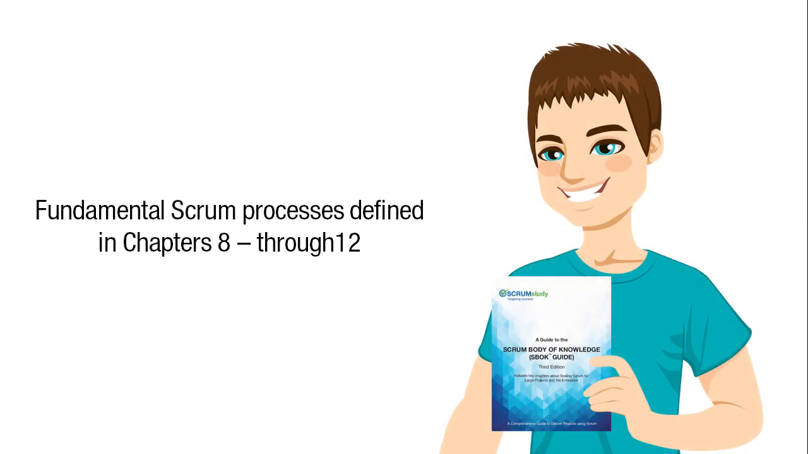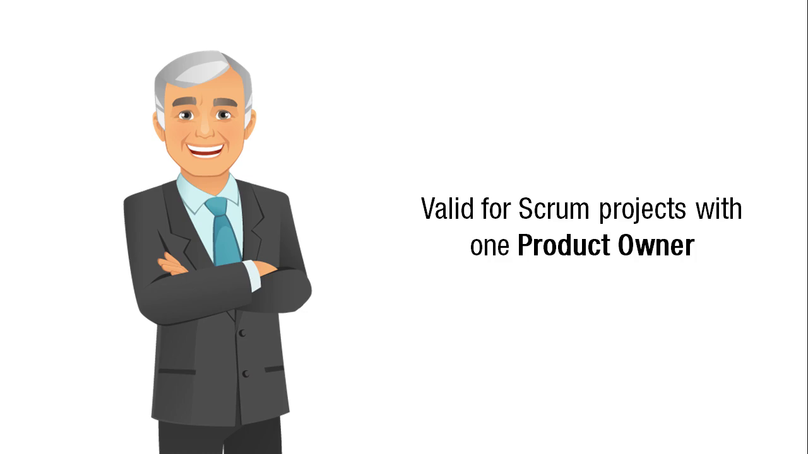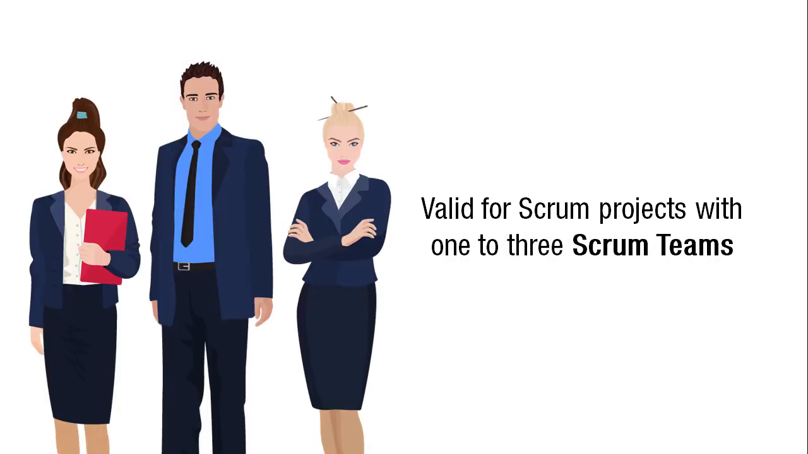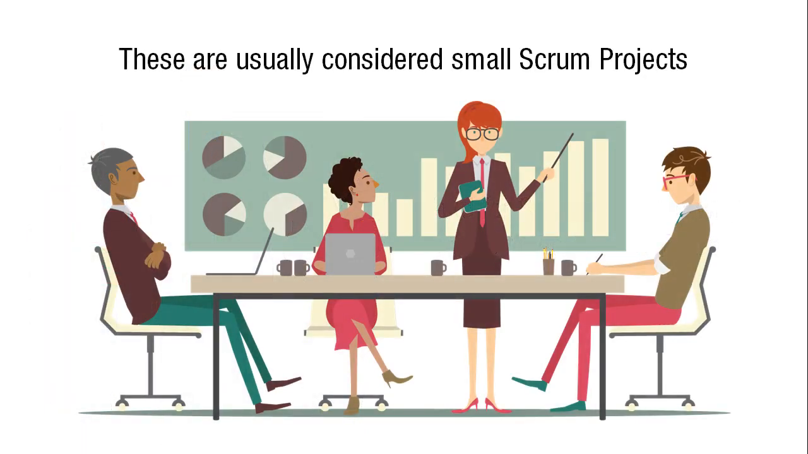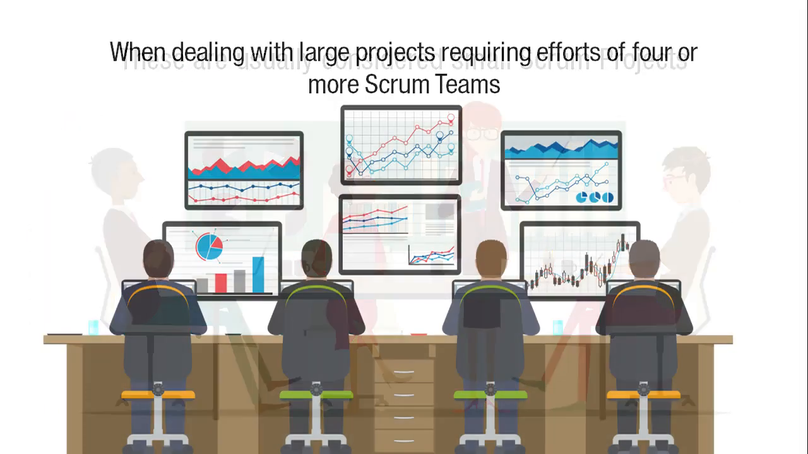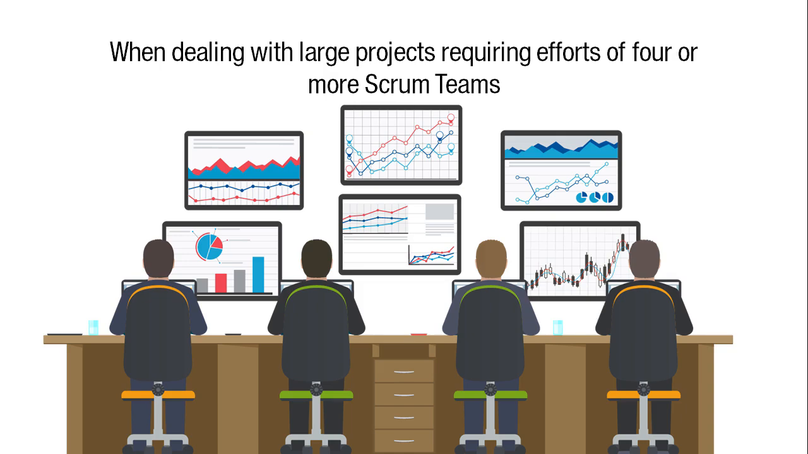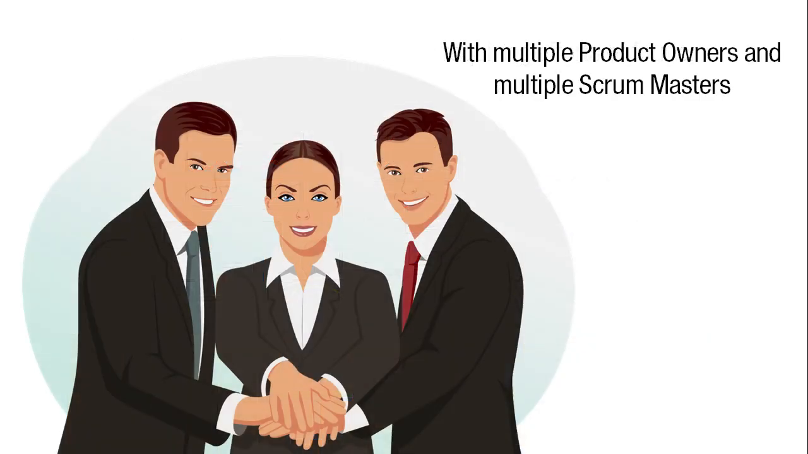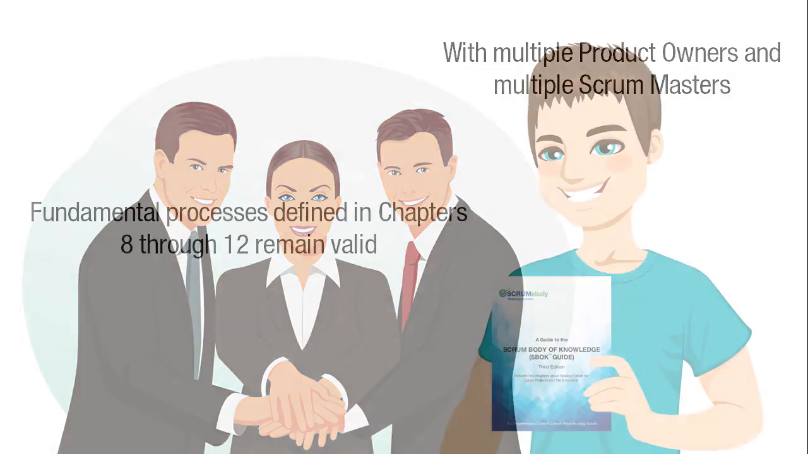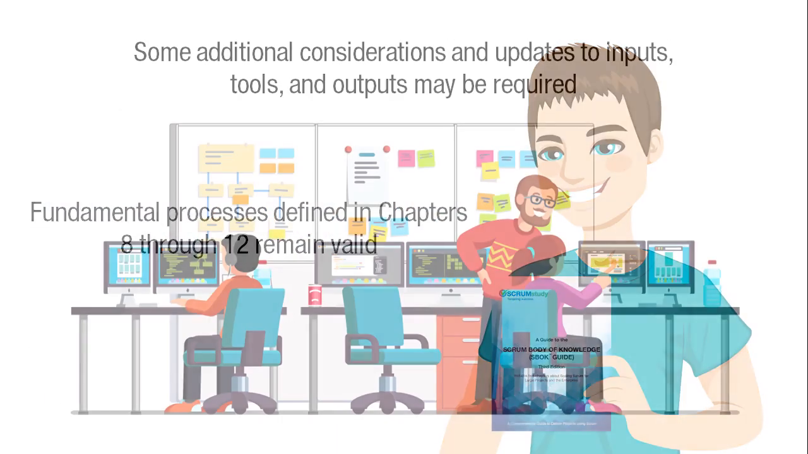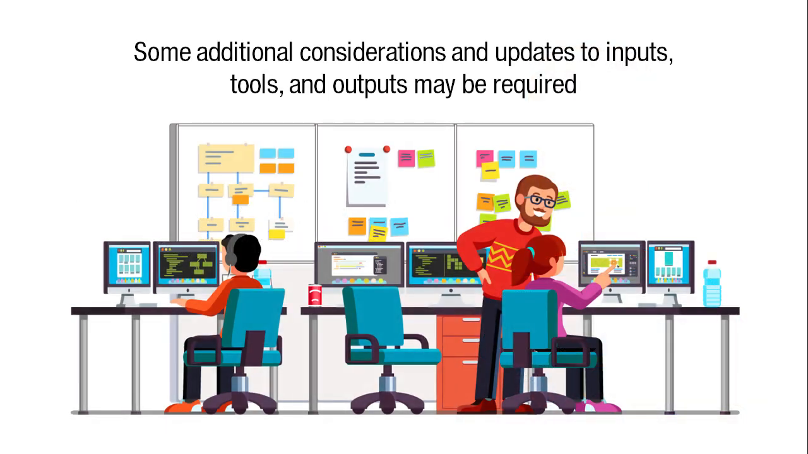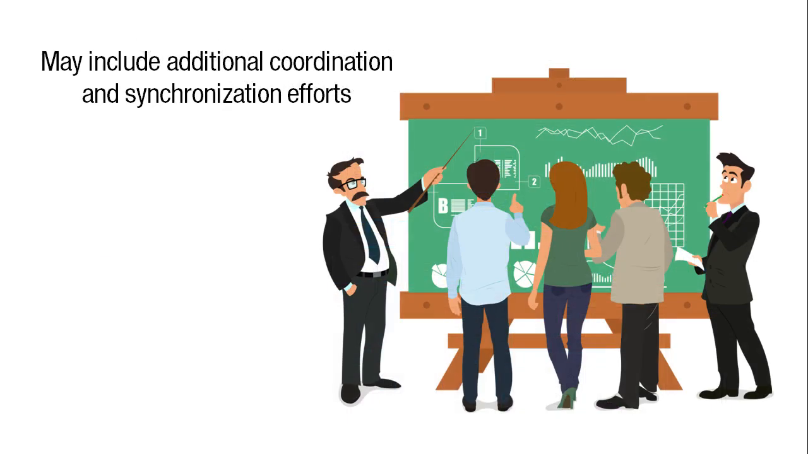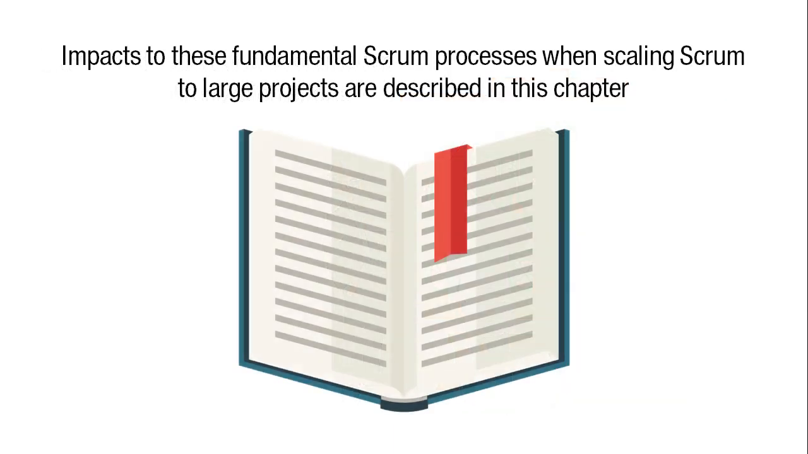The fundamental Scrum processes are valid for Scrum projects with one product owner, one Scrum master, and 1 to 3 Scrum teams. These are usually considered small Scrum projects. When dealing with large projects requiring the efforts of 4 or more Scrum teams with multiple product owners and multiple Scrum masters, the fundamental processes remain valid, but some additional considerations and updates to inputs, tools, and outputs may be required. This may include additional coordination and synchronization efforts. The impact to these fundamental Scrum processes when scaling Scrum to large projects is described in this chapter.